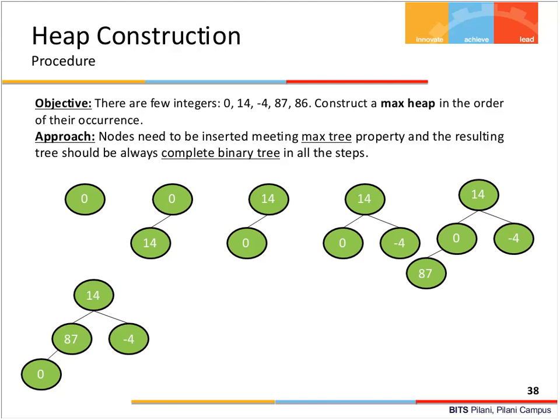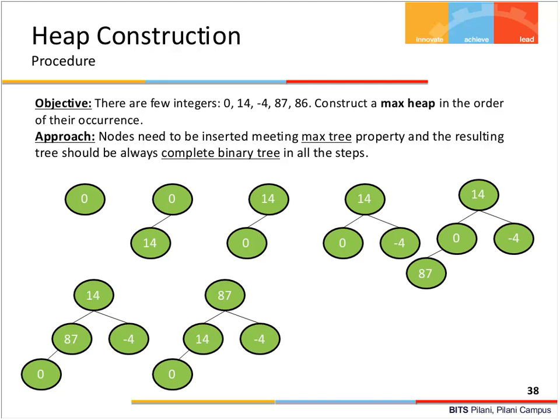Is it a max tree now? No, because 14 is smaller than 87. So I will do a swap again. The last tree which you see at the bottom has 87 as the root with two children, 14 and -4, and 14 has one child, 0. This is a complete tree, right? This is a max tree, right? So this is a max heap. All right.